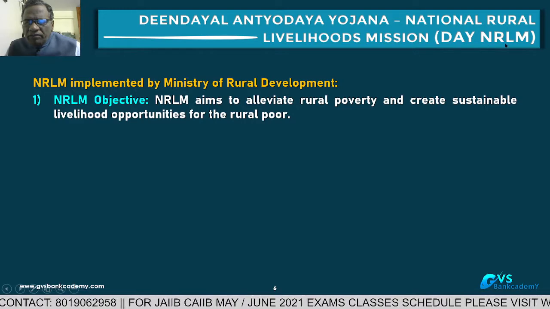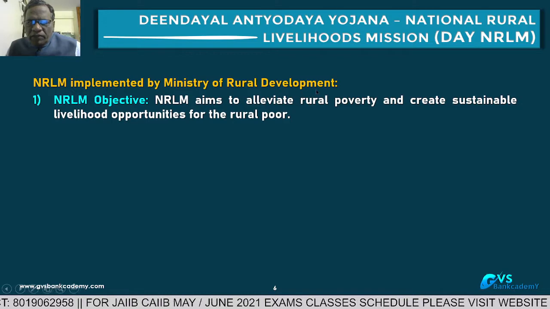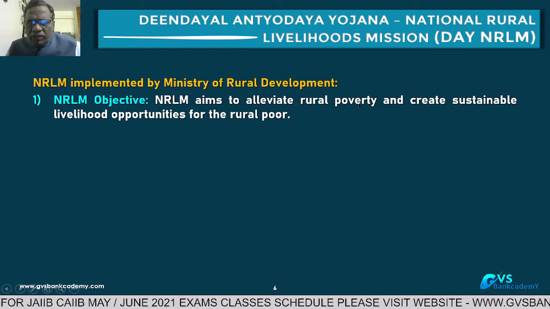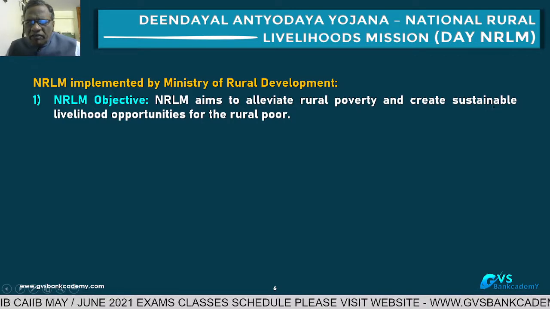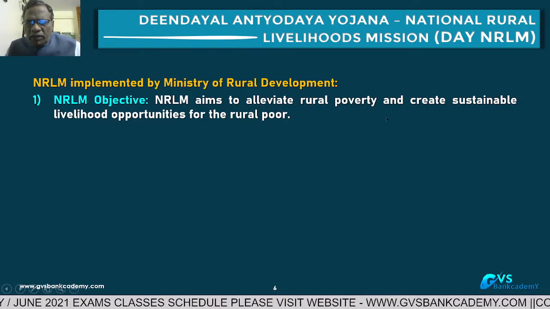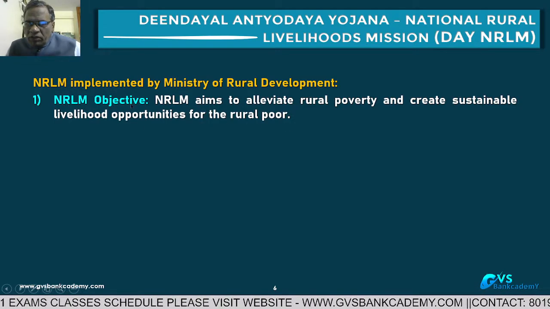DAY-NRLM is implemented by the Ministry of Rural Development. This is one point. What is the objective of NRLM? It aims to alleviate rural poverty, means to remove rural poverty and create sustainable livelihood opportunities for the rural people. This is the objective of the NRLM.